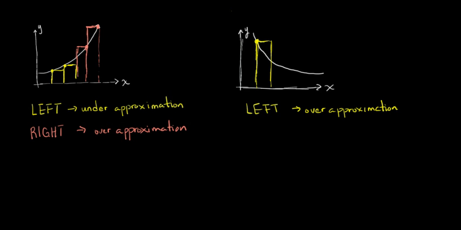Versus now if I were to draw a right rectangle, I said triangle, I meant rectangle. My rectangle now, if the right side touches, would definitely be an under approximation. Well, that's interesting because, again, not always will the left be an under and not always will the right be an over. In some cases, it just depends on our curve.